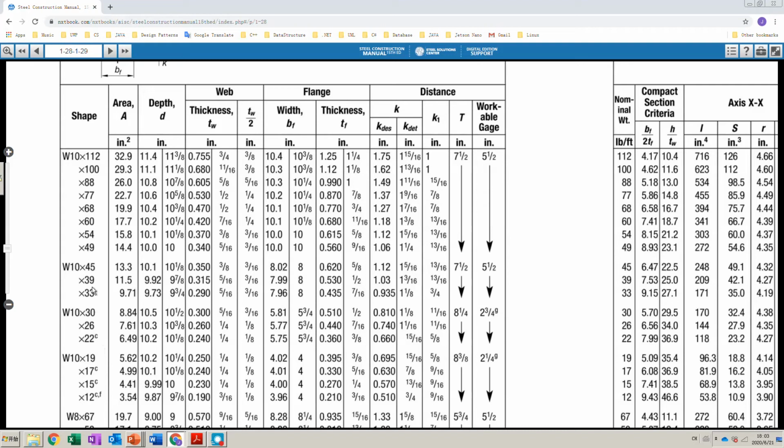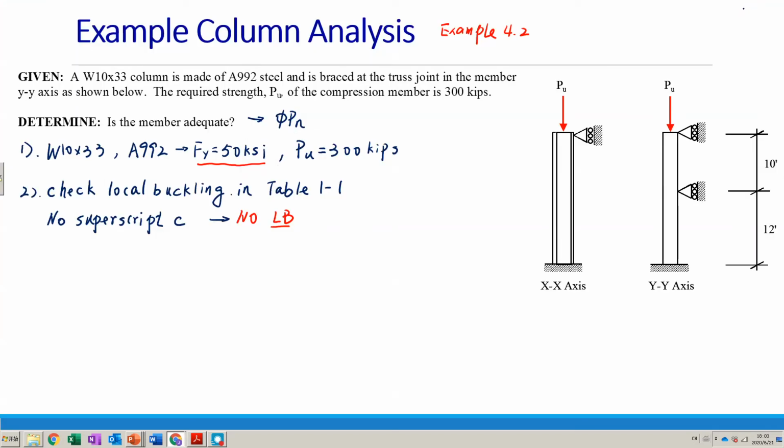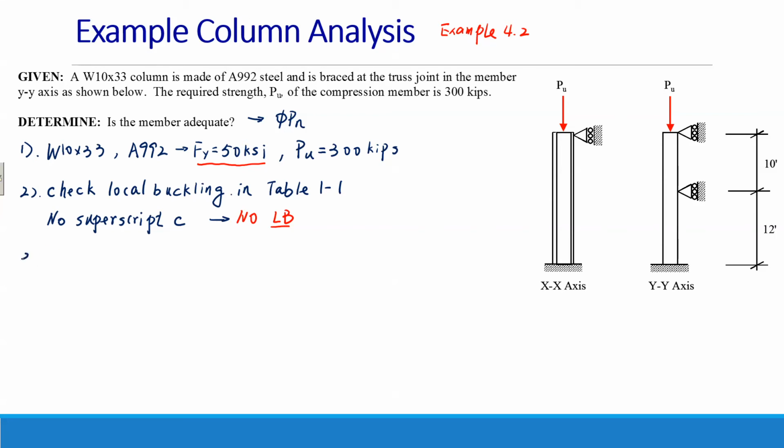Okay, so this one we don't have a superscript, then local buckling will not be controlling. So what we're going to do is find phi Pn for the global buckling. Then let's go ahead and check global buckling.